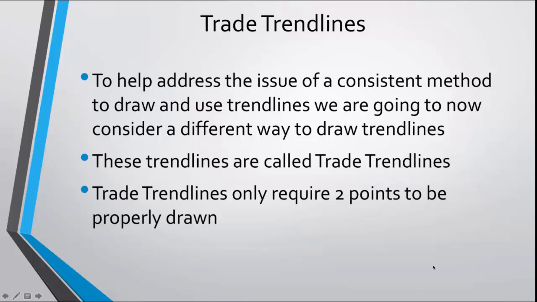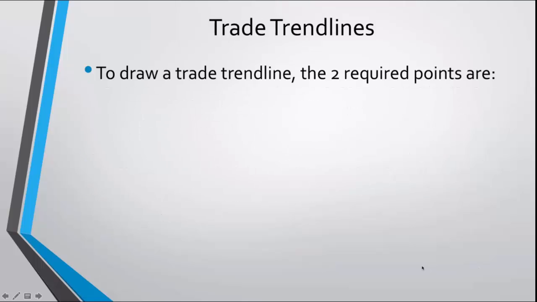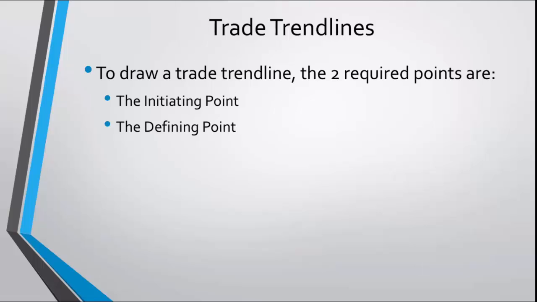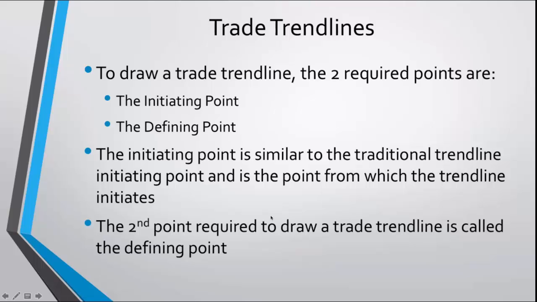Thank you very much, Bob. So, trade trend lines. As Bob mentioned, to draw a trade trend line, the required 2 points are the initiating point and the defining point. We only have 2 points, which means we can draw the trend line sooner than a traditional trend line can be drawn. The initiating point is similar to the traditional trend line initiating point and is the point from which the trend line initiates, thereby called the initiating point. The second point required to draw a trade trend line is called the defining point.